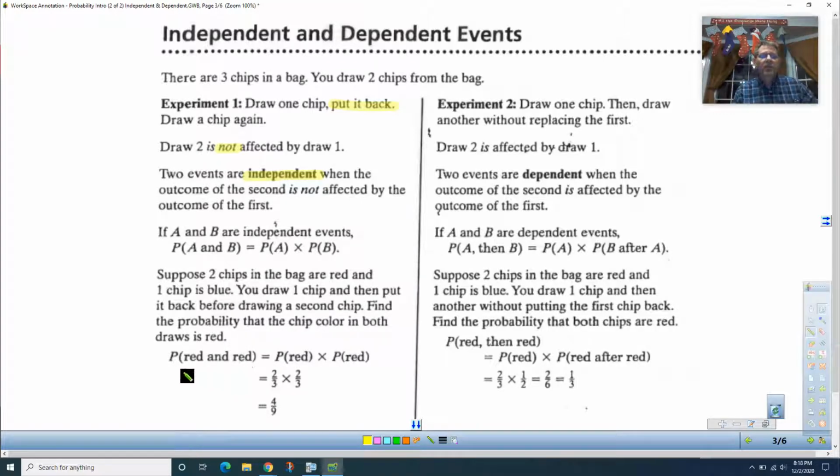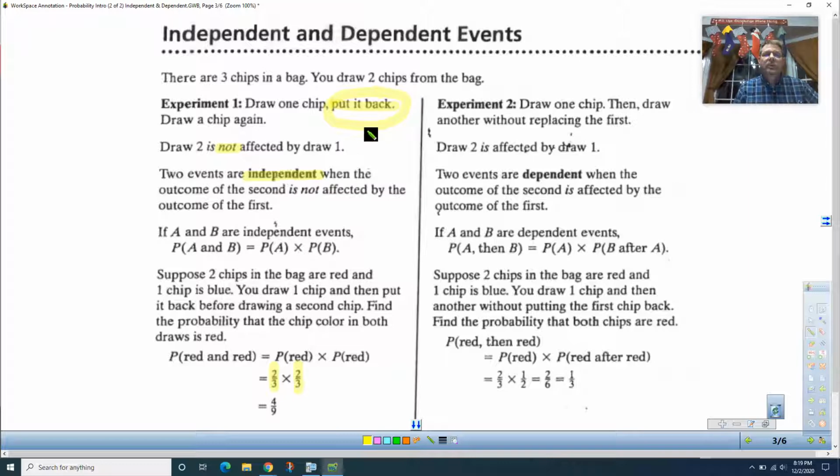So what would that look like? What's the probability of red and red? What's the probability of red? 2 out of 3, right? We're going to put that back in. And now what are the chances on the second one? 2 out of 3. So 2 times 2 is 4, and 3 times 3 is 9. Always reduce your fractions, but 4 out of 9, that's all you can reduce it to. So that's scenario 1, where we put it back in.